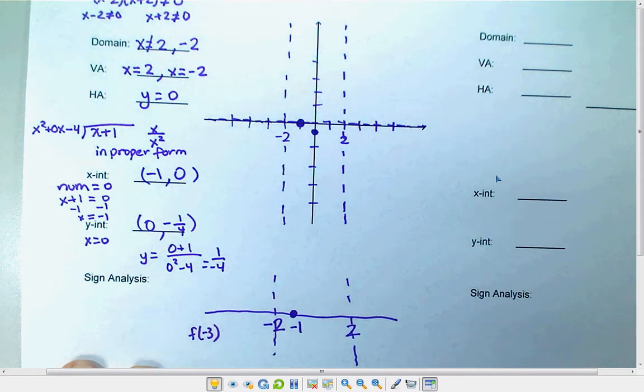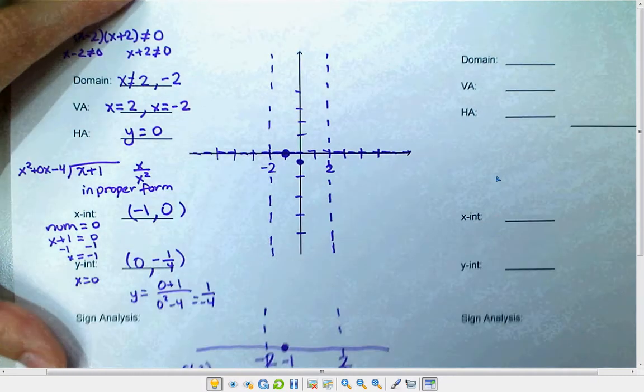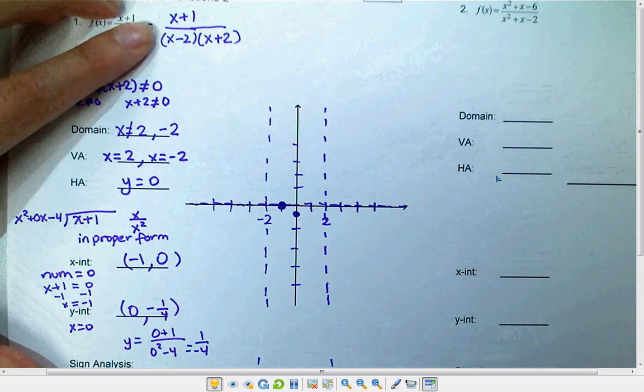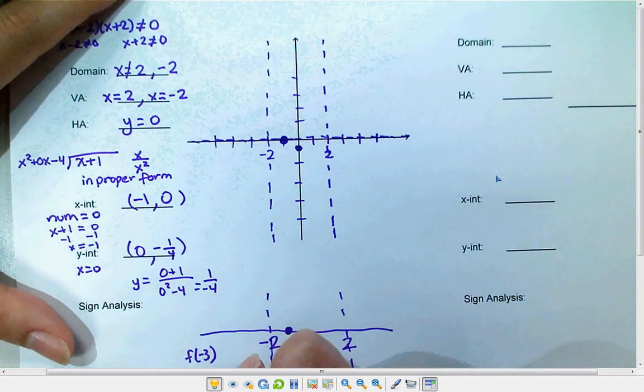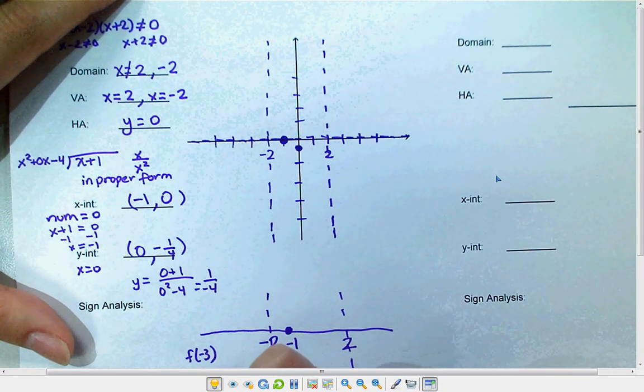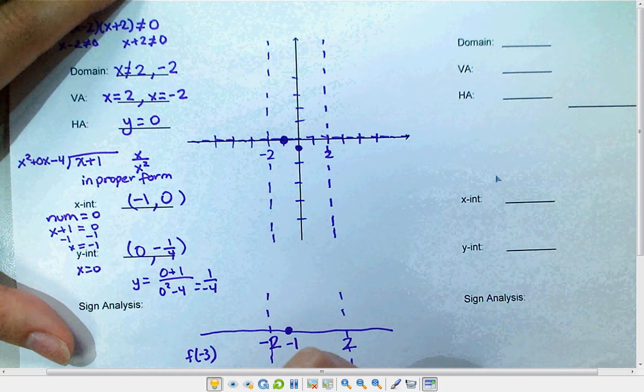So we do f of negative 3. I'm going to plug it into my function: x plus 1 over x minus 2, x plus 2. I'm going to use the factored form. So this is negative 3 plus 1 over negative 3 minus 2, negative 3 plus 2.